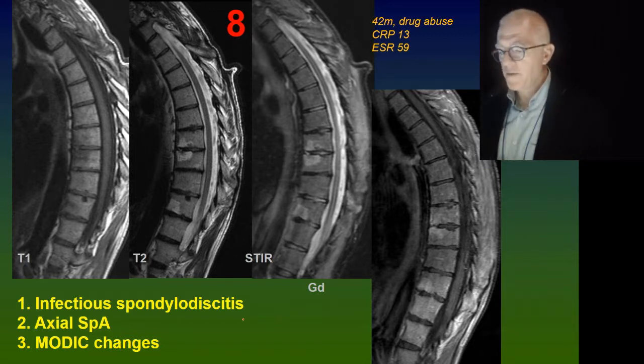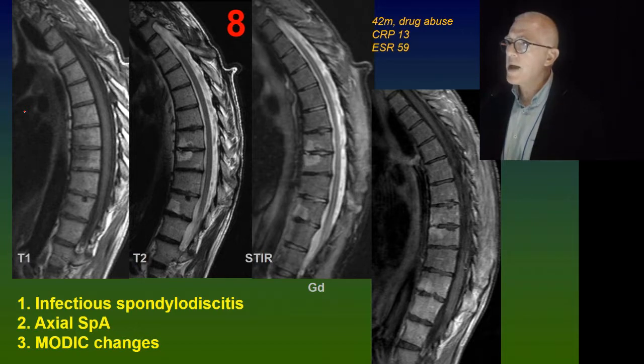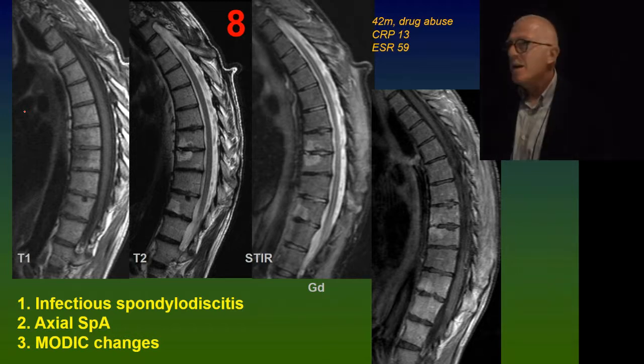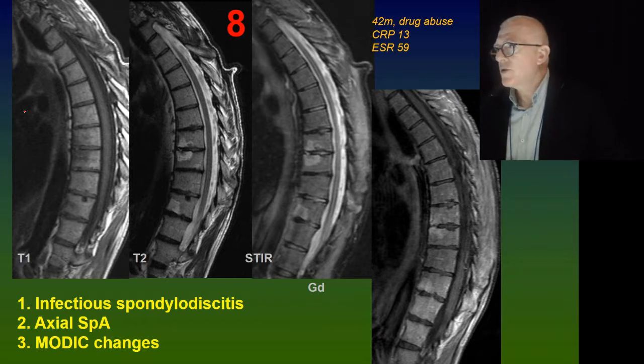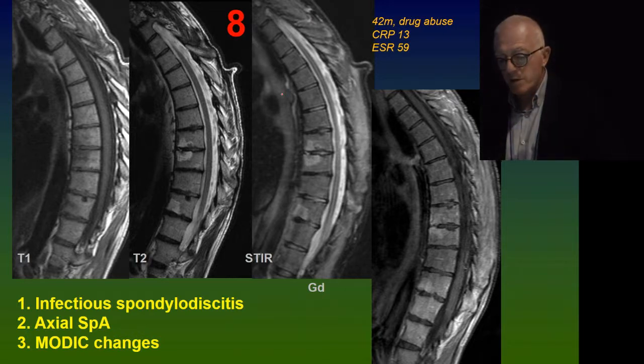Okay, well done. This is the correct answer. This is axial spondyloarthropathy. In axial spondyloarthropathy, we may see sometimes increased CRP and ESR. And although there is a history of drug abuse, there is no indication on the MRI that we have infectious spondylodiscitis. Can we go back to the images, please? Oh. We have even increased percentage of correct answers.